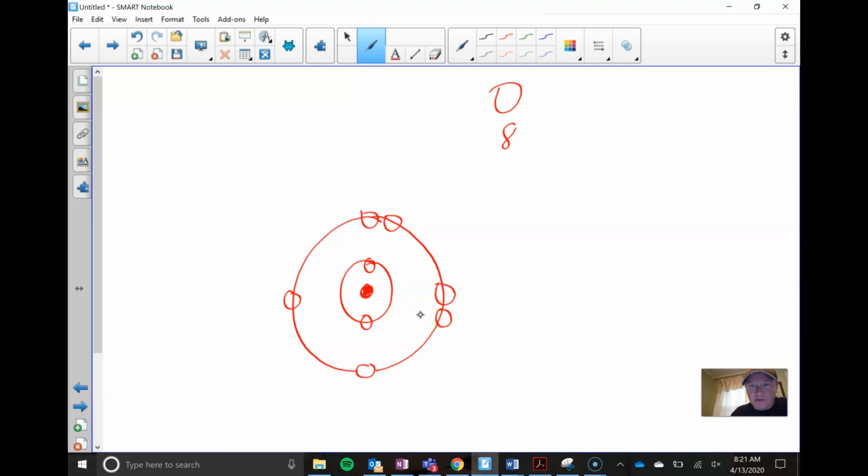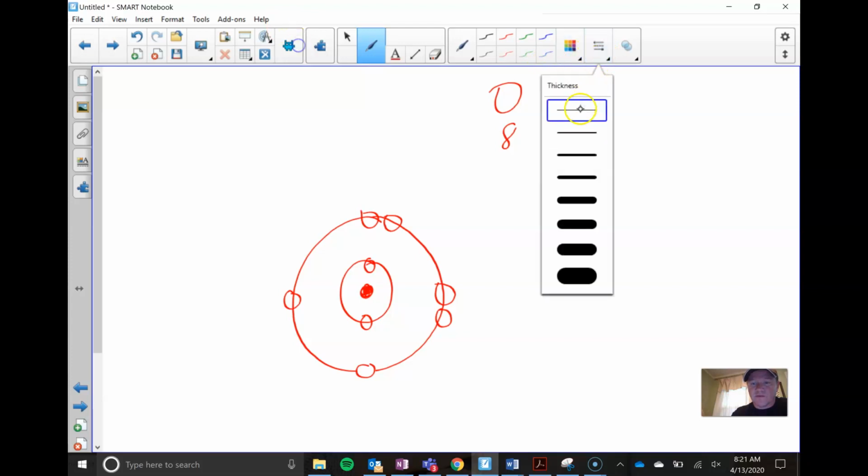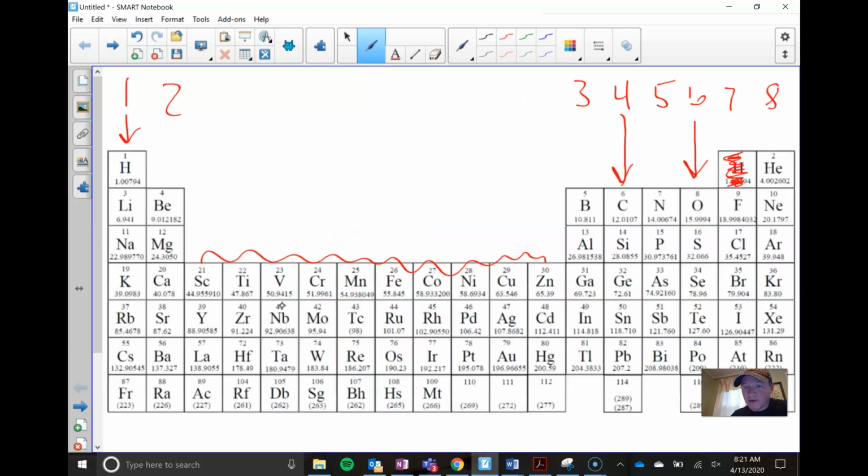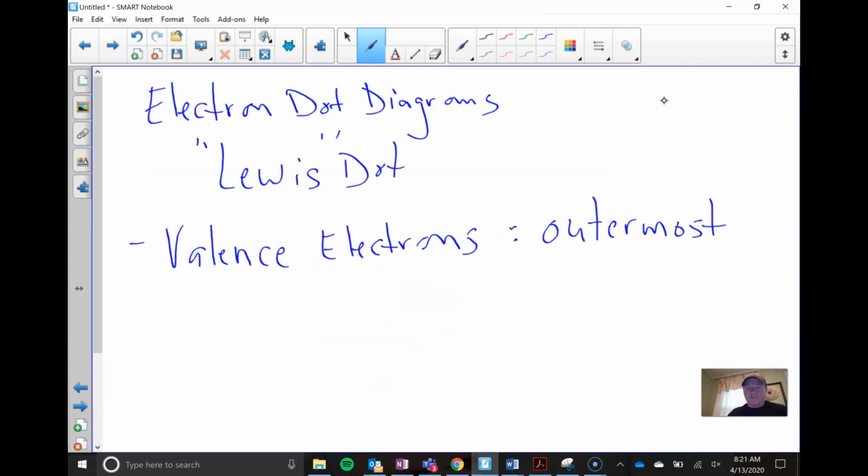Now look at the number of valence electrons we've got. We've got 6 valence electrons: 1, 2, 3, 4, 5, 6. What main group does oxygen exist in? Main group 6. So that's your pattern.